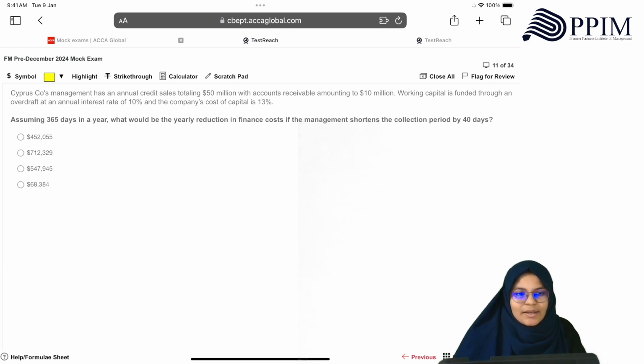So it says Cyprus Company's management has an annual credit sales totaling 50 million with accounts receivable amounting to 10 million. Working capital is funded through an overdraft at an annual interest rate of 10% and the company's cost of capital is 13%. Assuming 365 days in a year, what would be the yearly reduction in finance cost if the management shortens the collection period by 40 days? So this is a cost versus benefit analysis. It's part of working capital management. Okay, so see if you can do that.